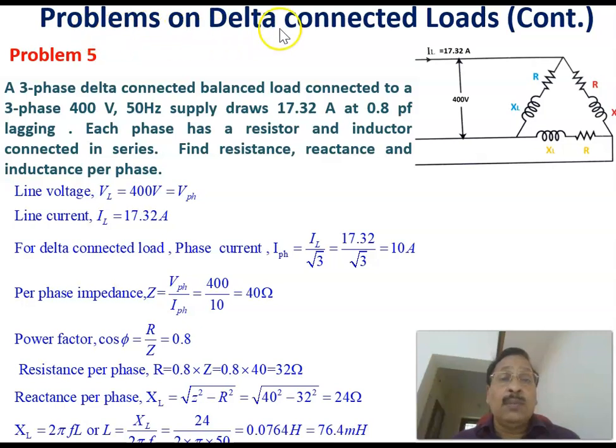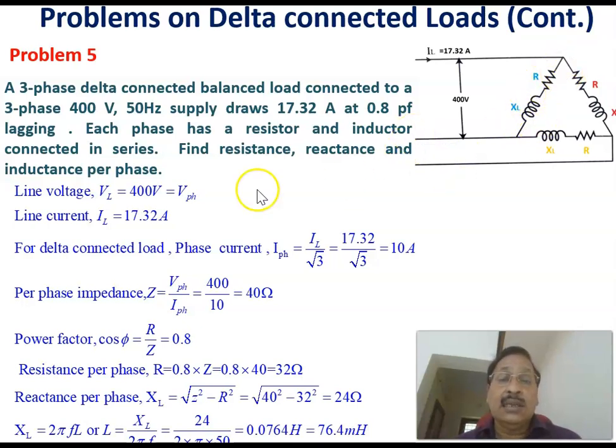Let us see another problem on delta connected load, in which a three-phase delta connected balanced load connected to a three-phase 400 volt 50 hertz supply draws 17.32 amperes at a power factor of 0.8 lagging. Each phase has a resistor and inductor connected in series. Find the resistance, the reactance and the inductance per phase.